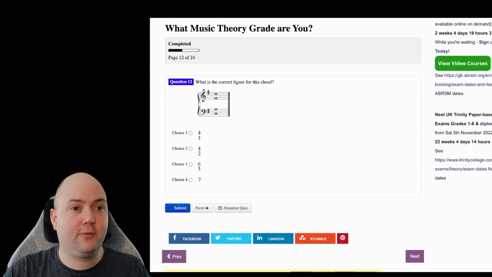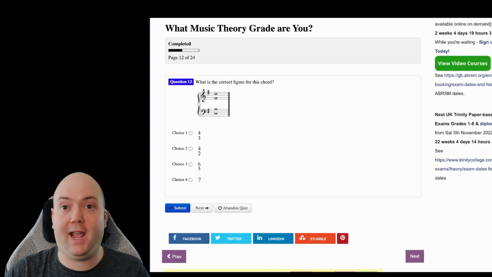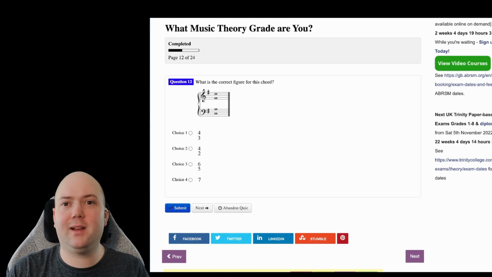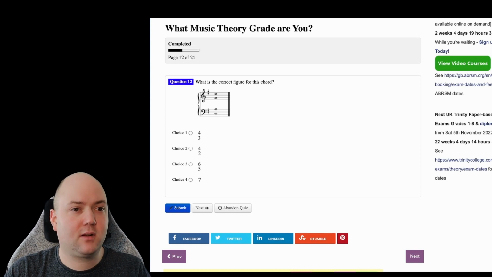So what is the correct figure for this chord? Again, going with figured bass, something I don't use anymore because it's not relevant anymore. This is relevant for the era, but that's just such a small part of music history and music theory. But they really, really hammer it in for some weird reason. So what is the correct figure?